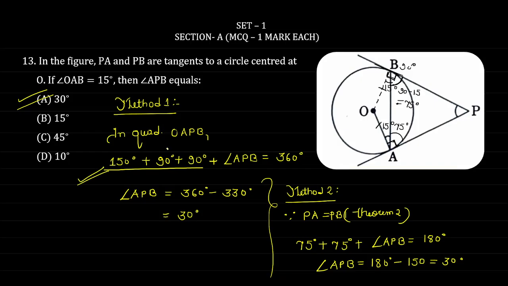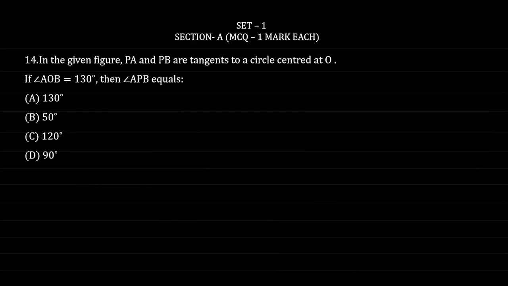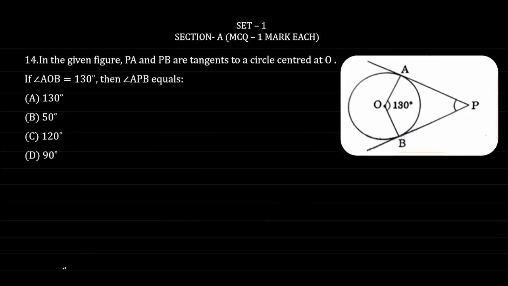So the use of theorem 1 is here: the tangent at the point of contact is perpendicular to the radius to the point of contact. This is your theorem number 2. Both ways are possible to solve this question. I hope this is clear. Moving on to the next problem, which is again related to circles only.